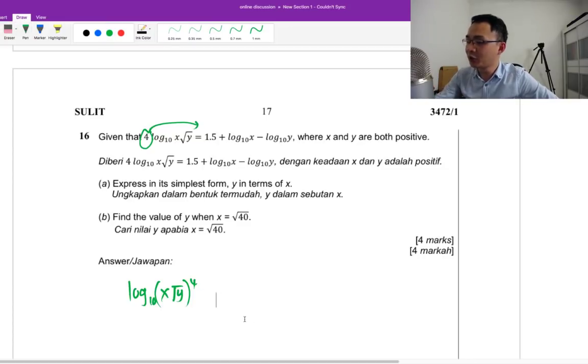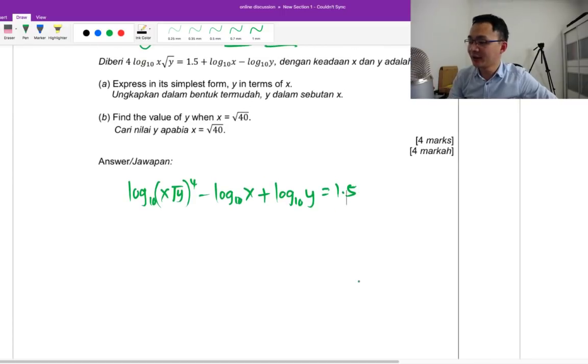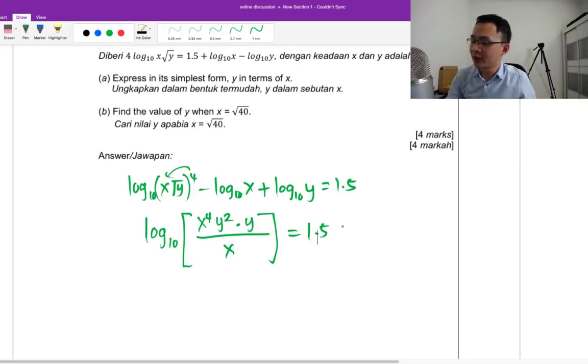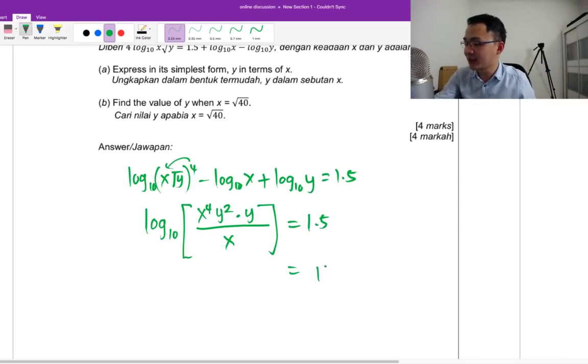Then what I will do is group whatever has log 10 together. So I will move this one to the other side, so it's minus log 10 x. And I will move this one to the other side as well, so plus log 10 y equals 1.5. Then I will factorize out the log 10. Whatever is plus I will write on the top, minus I will write at the bottom. Power 4 for x is x power 4. Power 4 for square root y is y squared. And then plus y, that means I multiply by y here. Minus x, that means x at the bottom, equals 1.5. Then I will move the 10 to the other side, it is 10 power 1.5.